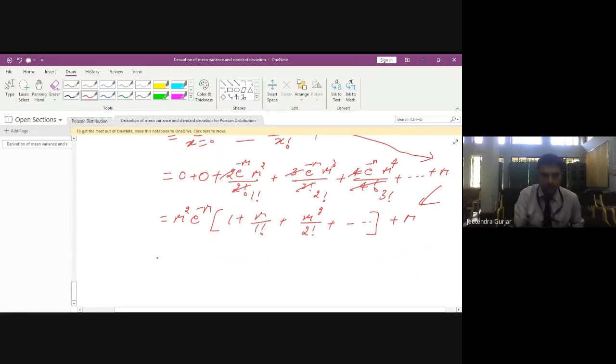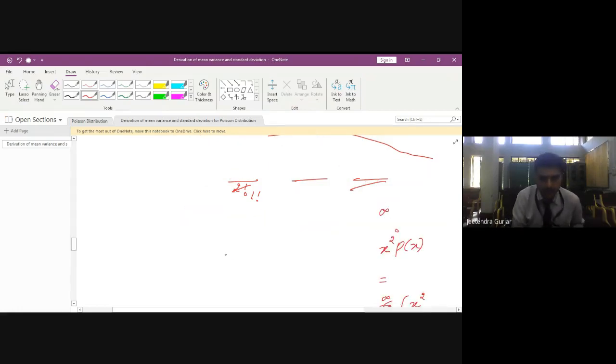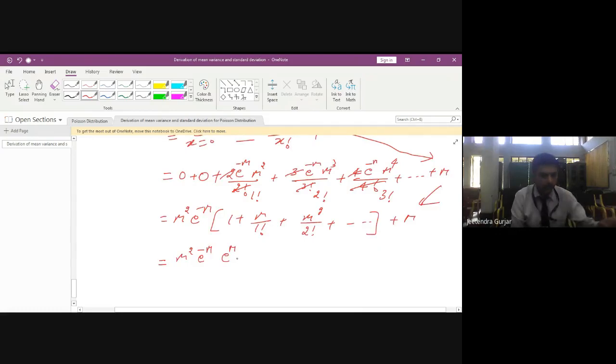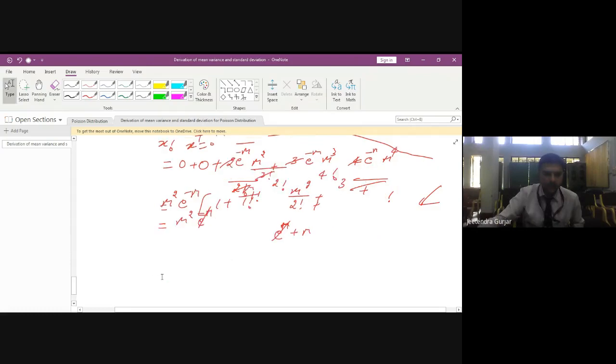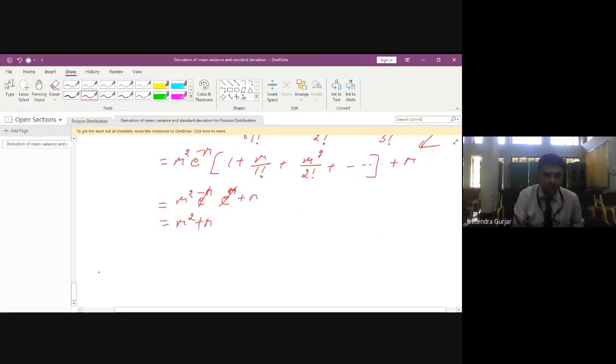Now already from the mean derivation you have seen this 1 plus m upon 1 factorial plus m square upon 2 factorial is nothing but e raised to m. So please remember this is e raised to m, students. Now you substitute the values here. This is e raised to m plus m. So this both will get cancelled. So we get this as m square plus m. Please remember this. Now we'll substitute in the above equation, that is our variance.